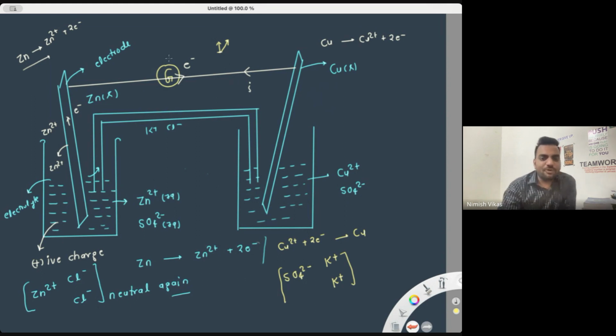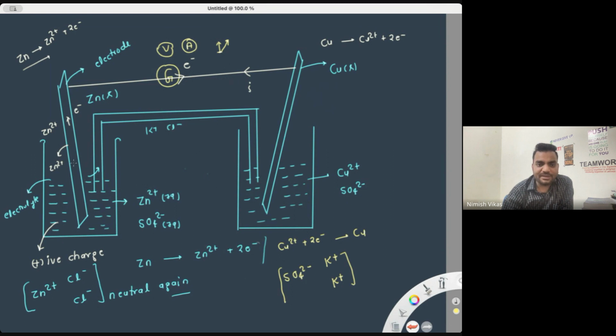We can also put a voltmeter to measure how much is the potential difference. We can also put an ammeter to measure how much is the current flowing. Voltmeter, ammeter, or galvanometer, anything we can put. So reading of voltage and current is not important here. Important thing is how a continuous flow of electron is possible.